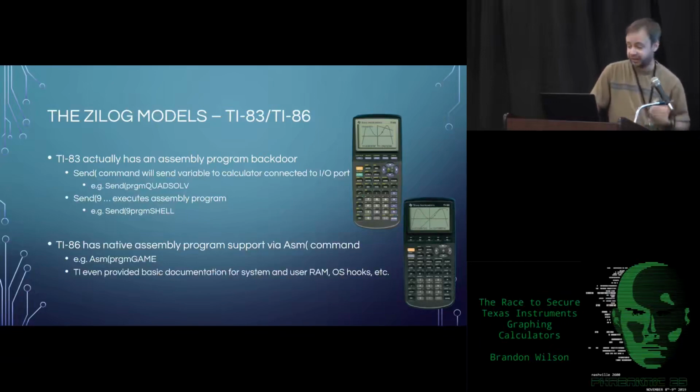So the TI-83 is the first calculator I ever had, so this is right around the time that I got into the community. And then when TI saw that there was a big booming interest in assembly programming through this backdoor, they decided to add really nice assembly support to the TI-86, which is a new and improved TI-85. And that calculator has a brand new command, ASM, which is intended for running assembly programs right from the beginning. So they not only provided some basic documentation for how they use system RAM and how user RAM is laid out, they even included OS hooks so we could integrate with the OS and expand its functionality, which is really cool for its time. It was really ahead of its time.